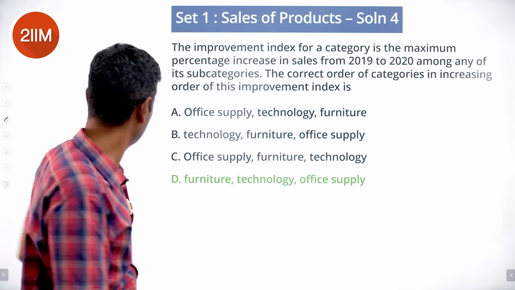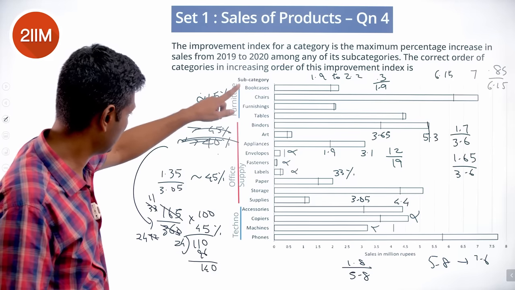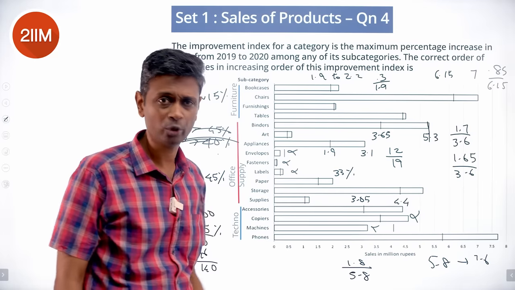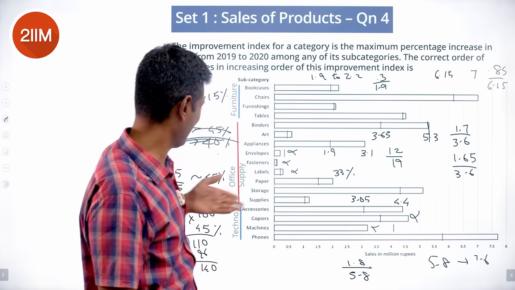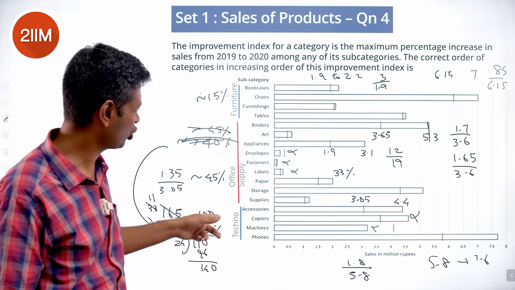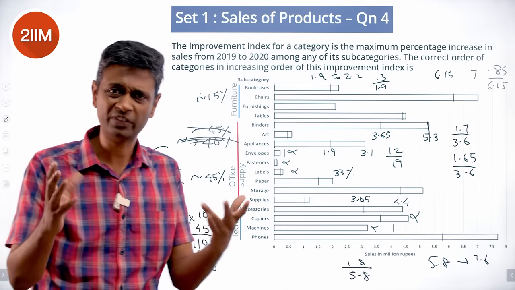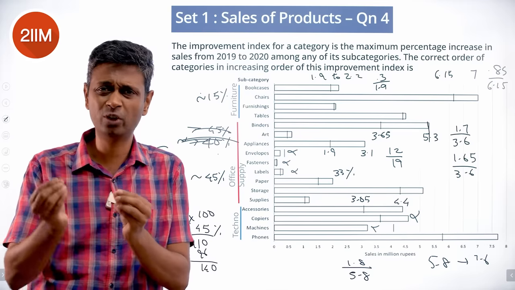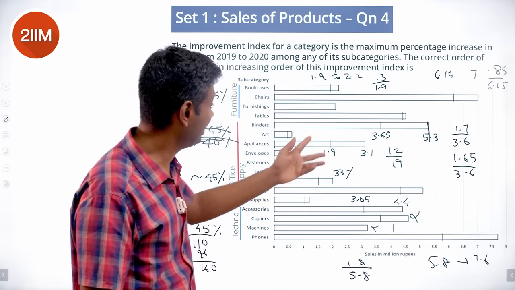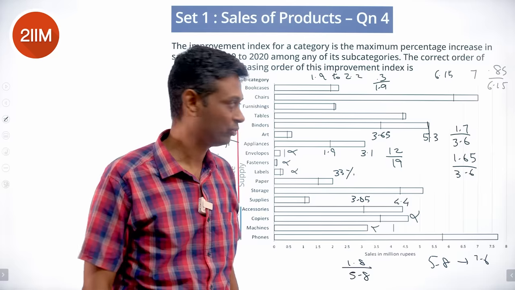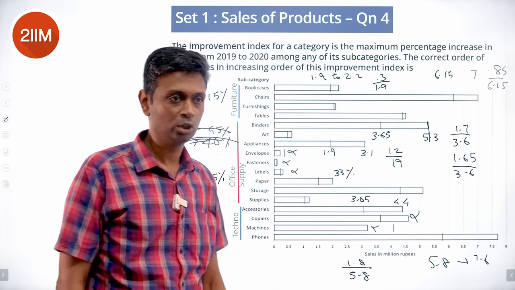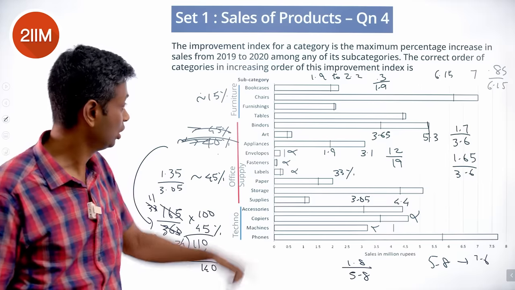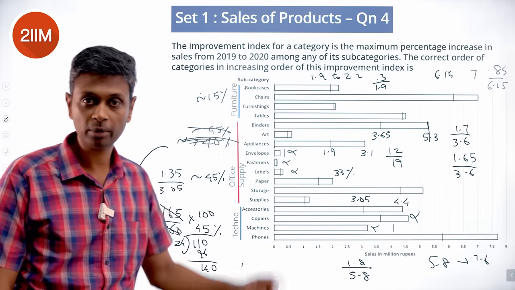Yeah. I completely messed up the office supply number because appliances is off the charts. 1.2 by 1.9, which is nearly two-thirds. That is way more than this. I was worried that it wouldn't be this close. 45 and 45, it's too close. So I cannot swing on that smaller decimal place. It would be easier to look at appliances and say we are through. This is nearly two-thirds. Two-thirds increase here. That's automatically higher than anything that can come here. Furniture, technology, office supply. Right.